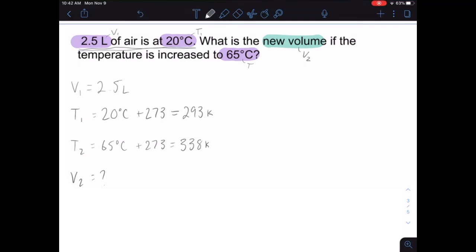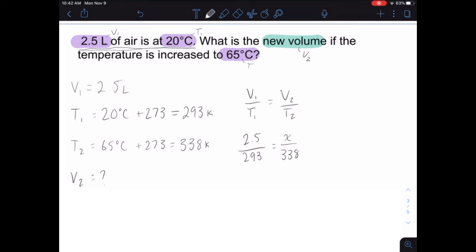Since we're dealing with temperature and volume, we need the formula that involves just temperature and volume. V1 over T1 equals V2 over T2. So I'll go ahead and plug in what I have. My V1 is 2.5. My T1 is 293. My V2 is what I'm looking for, so that's going to be my x. And my T2 is 338.